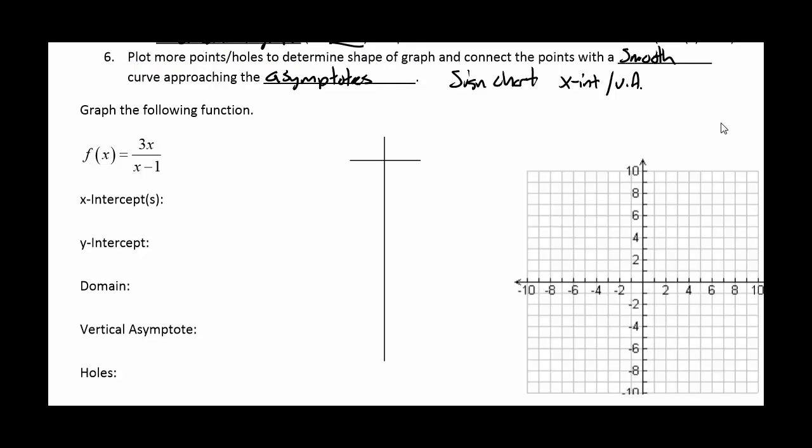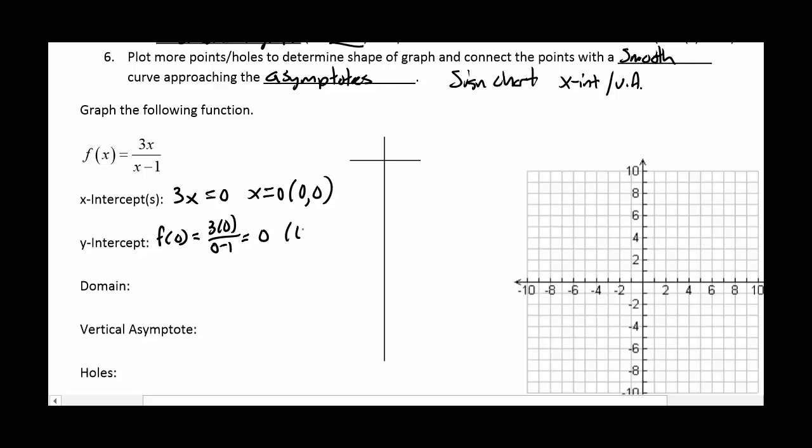Okay, so let's just jump in here and get started. To find our x-intercept, we have f of x equals 3x over x minus 1. I'm going to look at my numerator, set that equal to 0, and solve. So 3x equals 0 means x is 0. So I know there's an x-intercept at 0, 0. For the y-intercept, I'm going to evaluate at 0. So 3 times 0 over 0 minus 1 turns out to also be 0. So I know it crosses at the origin.